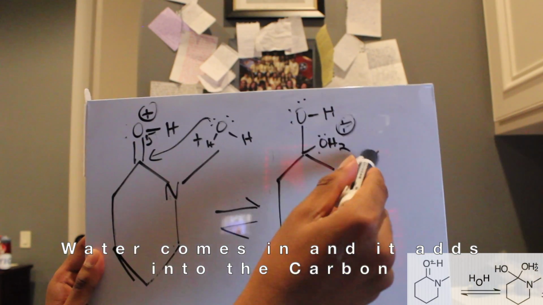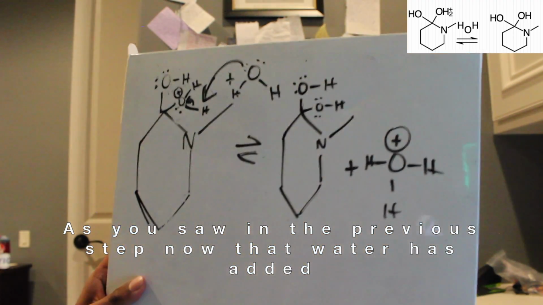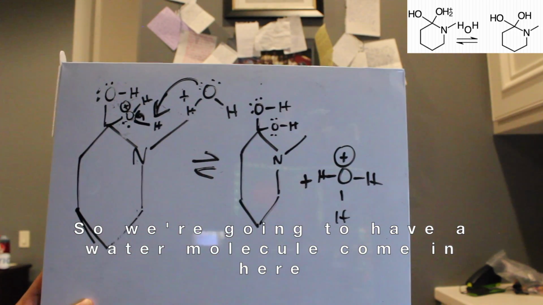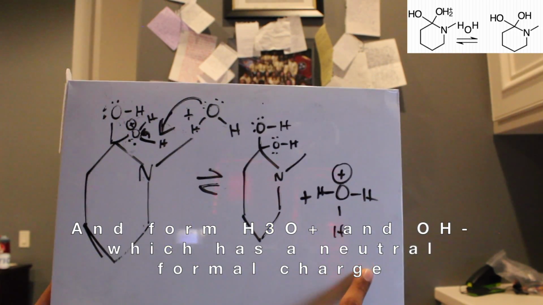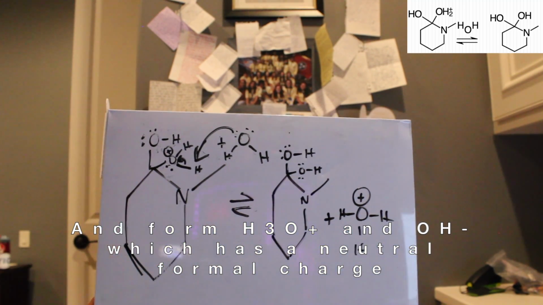Water comes in, and it adds into that. As you saw in the previous step, now that water has added, we have a positive charge here. So we're going to have a water molecule come in here and take off one of these hydrogens and form H3O+, which then forms this OH here, which has a neutral formal charge.